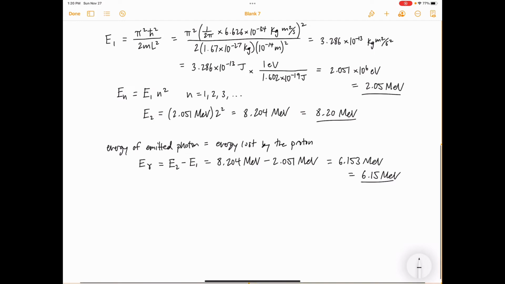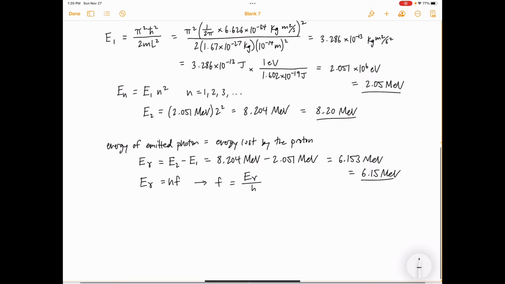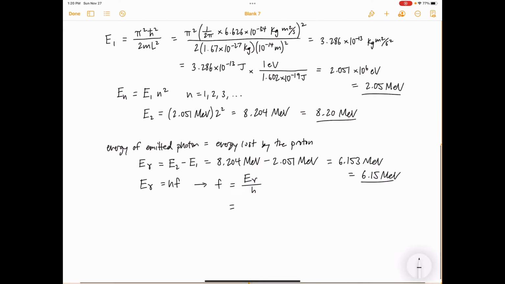And of course, we can then relate that to the frequency of our photon because E gamma is the same as h times f, where f is the frequency of the photon. So if we solve for f, that's going to be E gamma divided by h, where h is Planck's constant. And this is something we can calculate. So E gamma is 6.153 mega electron volts. Okay, so mega is 10 to the 6. And then we can convert that to joules by multiplying by 1.602 times 10 to the minus 19.